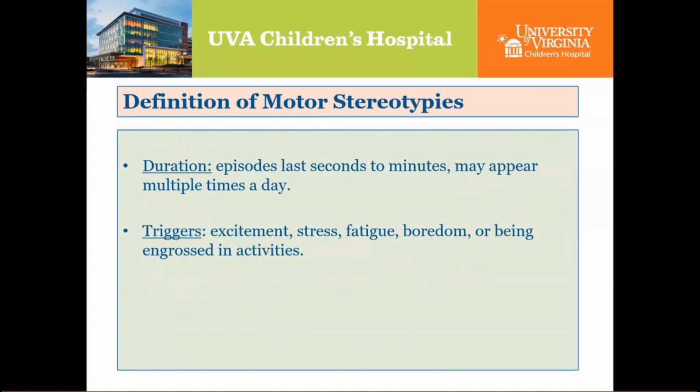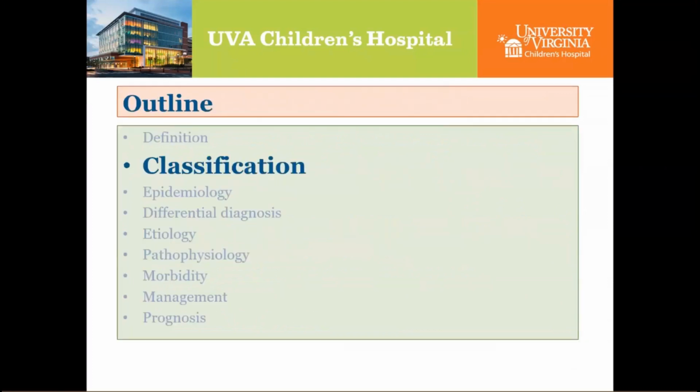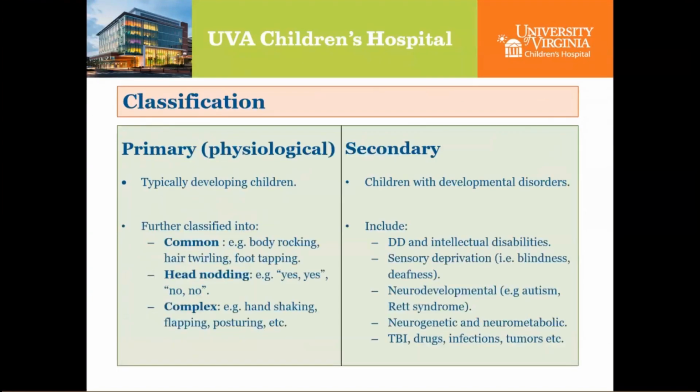I always tell parents that they can be triggered both by positive stimulation as well as negative stimulation, when the child isn't doing anything. To talk about the classification or the types of movement disorders, I feel like this way of looking at them may be helpful. One way to divide them would be to say that there are primary or physiological motor stereotypies, and then there are the secondary ones. Generally speaking, the primary ones happen in typically developing children, and the secondary ones happen in children with developmental disorders.